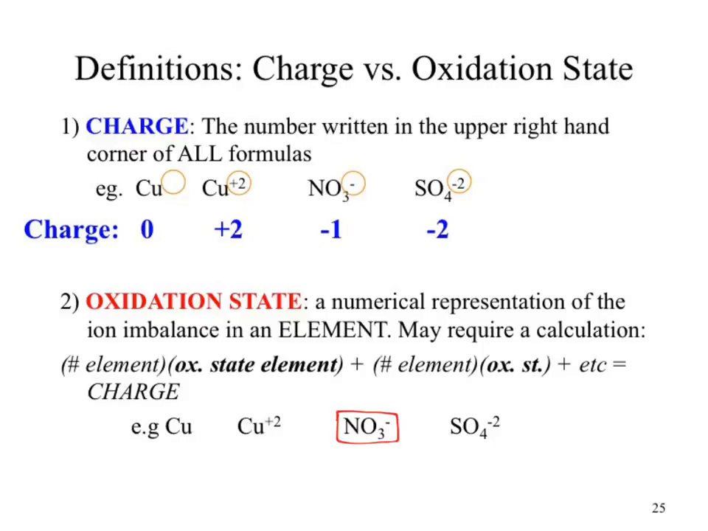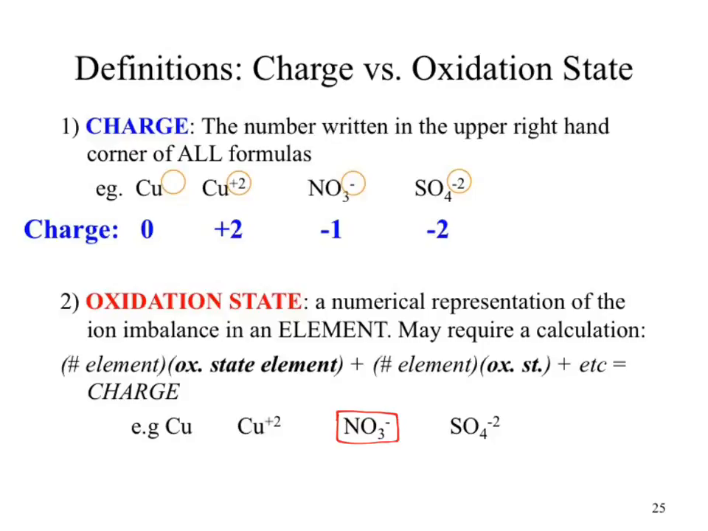I'm assuming the silence is because you're frantically writing down some work to say what that number is. I am glad that nobody shouted out -3. What is -3? It's the charge on nitrogen in an ionic compound. Is this an ionic compound? No. Okay? So it's not looking at the charge. We now have to determine the oxidation state.